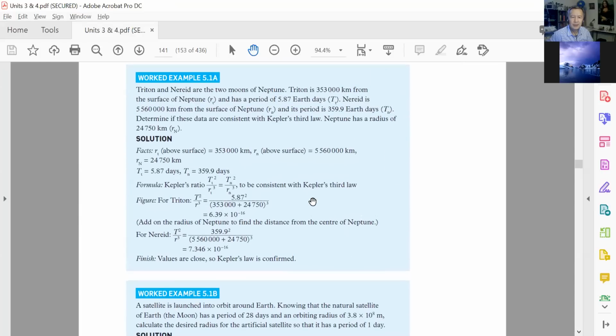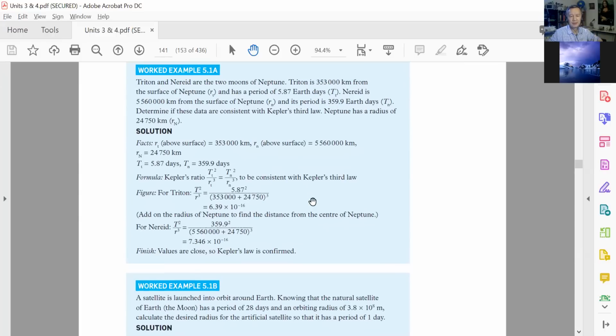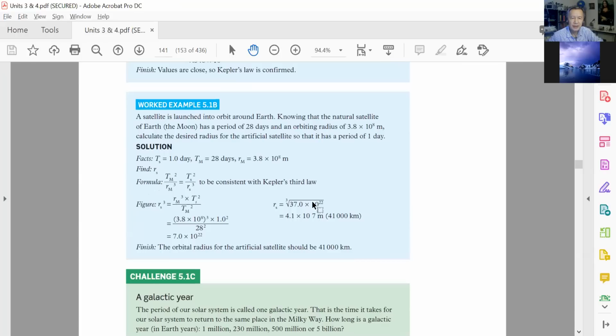Yes, the solution. That's just numbers, huge numbers. When you're dealing with huge numbers, they just want you to check, right? You want to check if this is true, or you want to predict the radius. What are you trying to do?